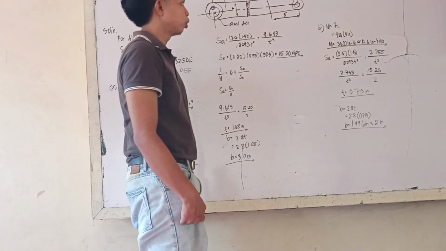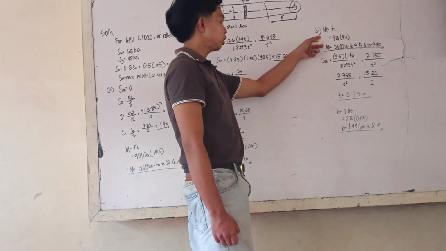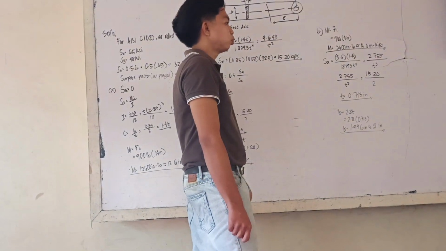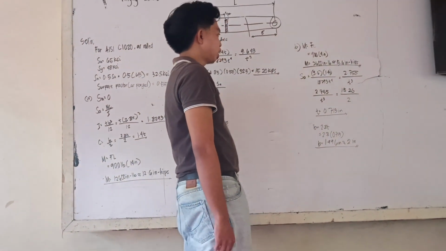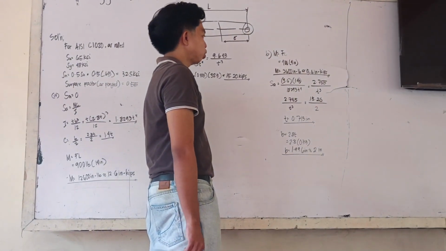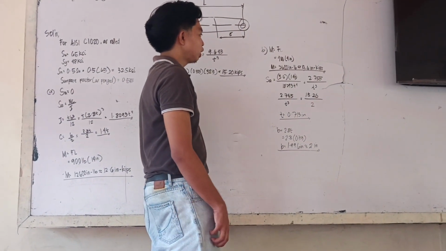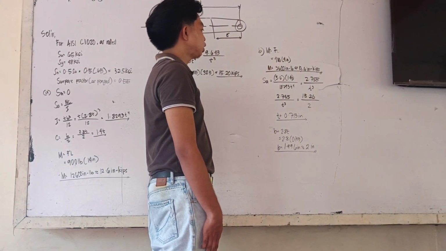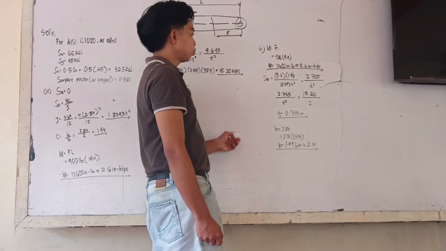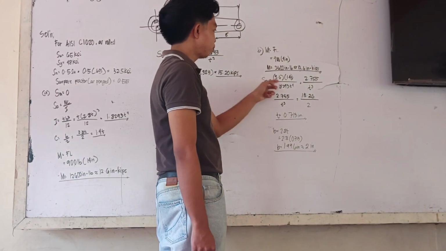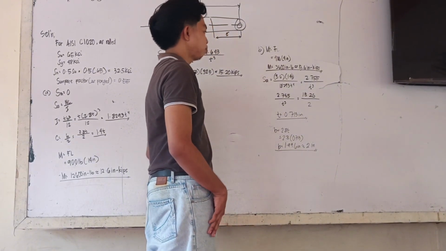So next is for the m. So m is equal to Fc. So input the values, so 900 times 4 inches, and then the answer of m is equal to 3,600 inch pounds, and then convert it to cubes, so it will become 3.6 inch cubes.